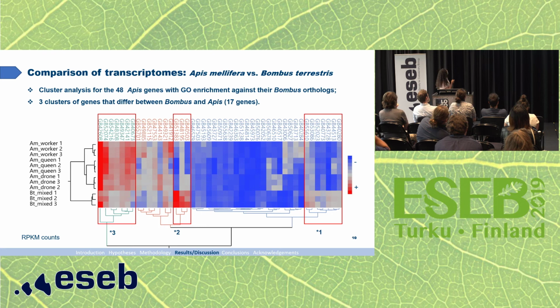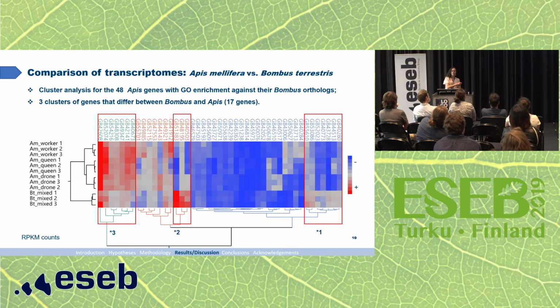And here, first, I want to show you the clustering of the samples. So I have the 3 samples from workers, 3 from queens and 3 from drones, from Apis mellifera and Bombus. So Apis clustered together, Bombus also, different from each other. But when we have a look at the difference inside Apis, for those 48 genes, we have that drones and queens are more similar to each other. So for those genes, maybe they are related to the gonad size in Apis mellifera.